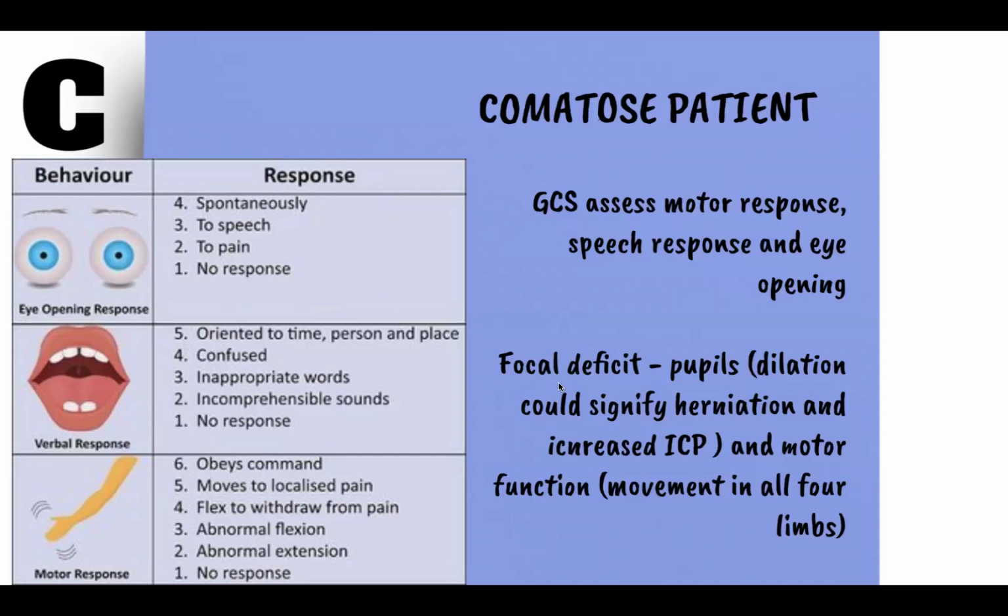Pupils are a good thing to check. If there's dilation of pupils, we're worried about increased pressure within the brain or herniation syndromes. And then motor function, just testing if they've got any sort of movement in any of their limbs. In terms of pupils, quite important. I've been taught that, especially in a comatose patient, looking into their eye is sort of like a window into their body, into their brain. So it's important to assess that.